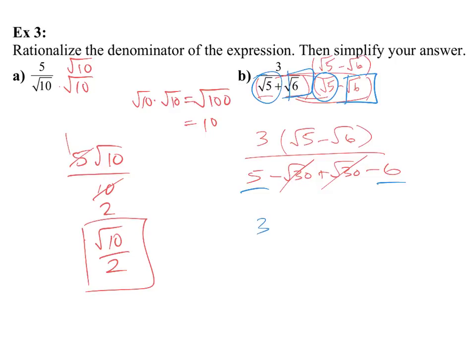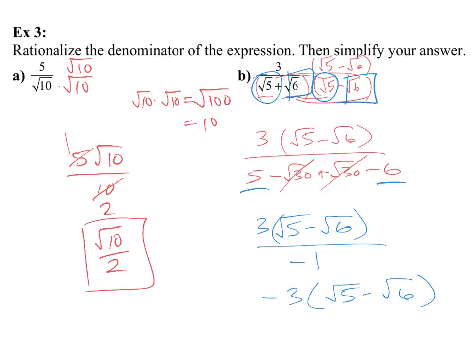So we have 3 square root of 5 minus square root of 6, and then 5 minus 6 is negative 1, so our end result is negative 3 times square root of 5 minus square root of 6. Done.